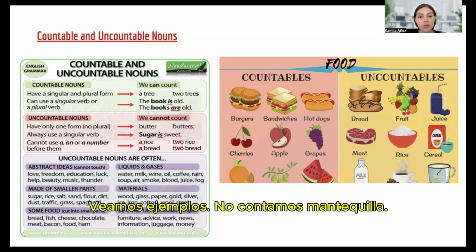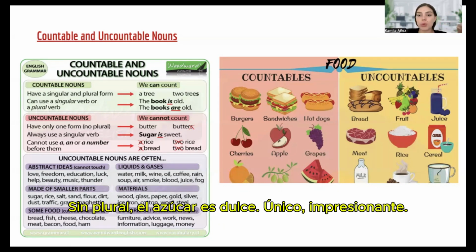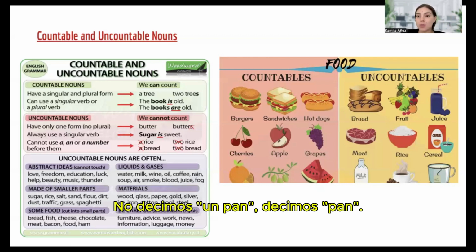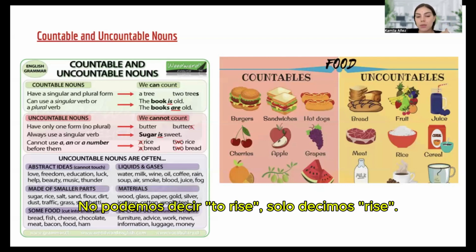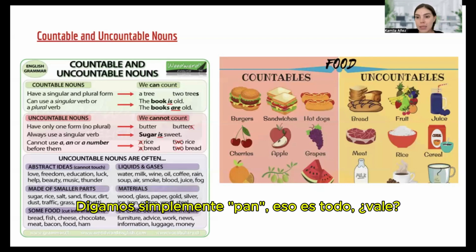Let's see some examples. We cannot count butter, or we cannot say butters, just butter, okay? No plural. Sugar is sweet, singular. We cannot say a rice, we just say rice. We cannot say a bread, we say bread. We cannot say two rice, we just say rice. We cannot say two bread. Let's just say bread. That's it.